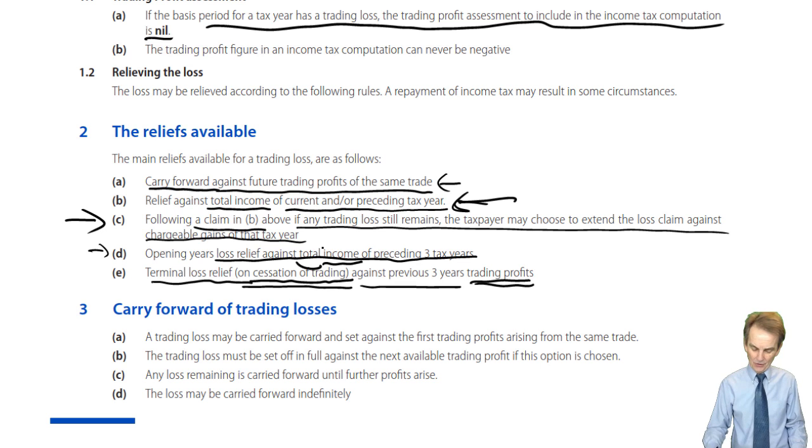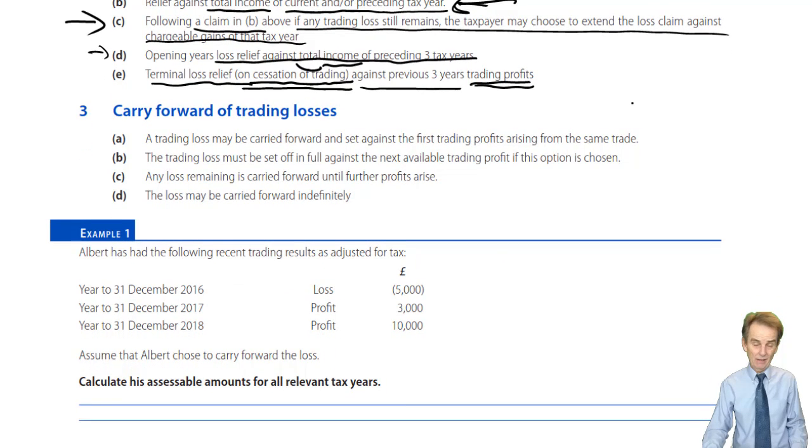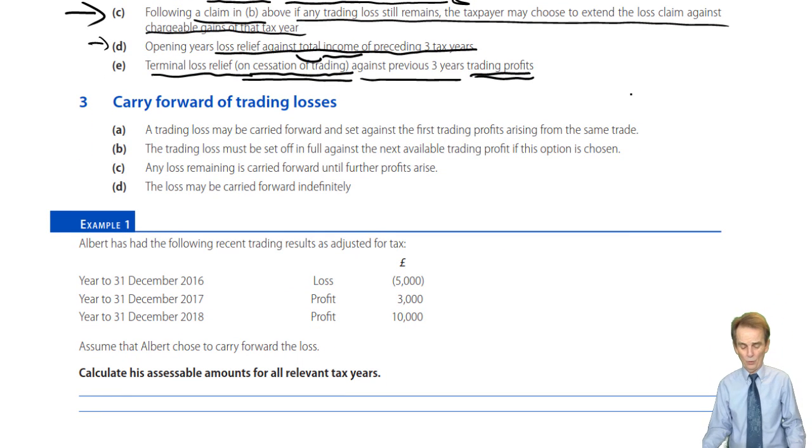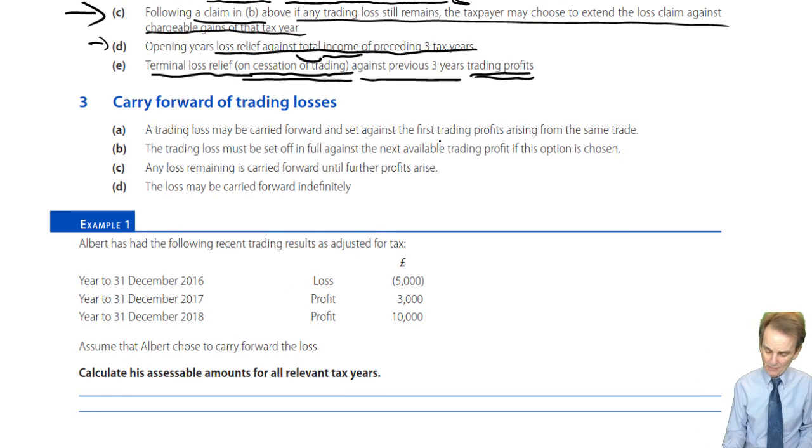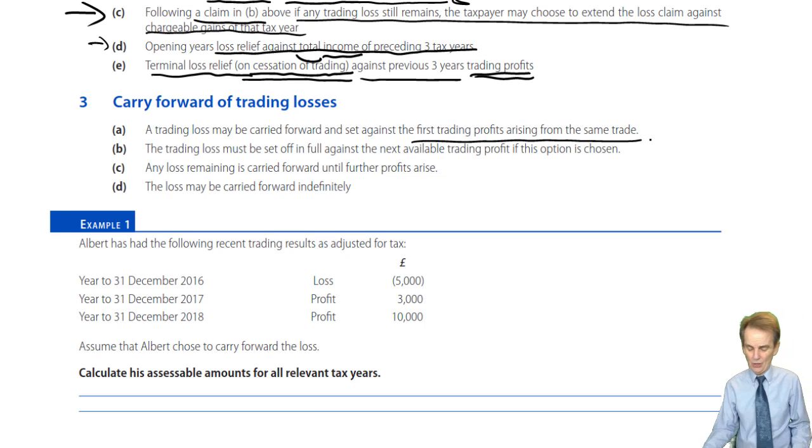Okay, the detail now. To begin with, a very simple one, the carry forward of the trading loss. As we kept saying, it goes against the first trading profits arising from the same trade. There's no choice as regards its application. It will go against the first available future trading profit of the same trade.